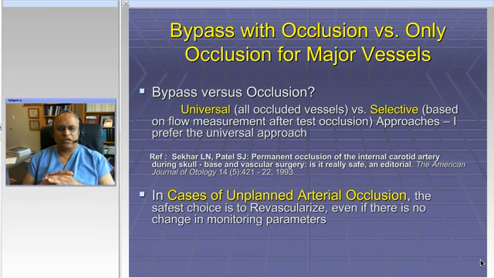So this is what I talk about. When you take an artery, should you perform a bypass, or can you just occlude it based on various tests? Certainly tests such as a balloon occlusion test give you some idea of the collateral circulation. But in my view, if you're going to take an artery, especially a large artery, it is better to have some type of reconstruction. The same thing goes for unplanned arterial occlusion.